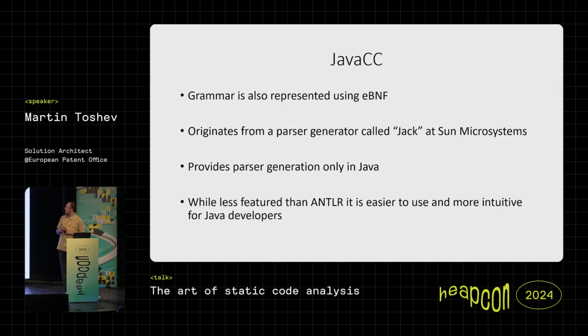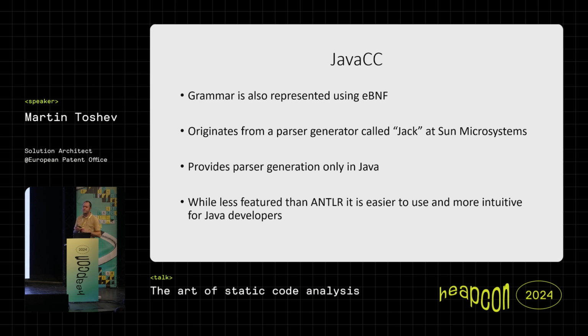Another alternative to ANTLR is JavaCC. It originates from a parser generator called Jack at the time of Sun Microsystems. The grammar in JavaCC is also represented as extended Backus-Naur form. However, it provides parser generation only in Java. ANTLR, as we said, is a general-purpose parser generator that allows us to generate parsers for multiple programming languages, while JavaCC is targeted entirely at Java.